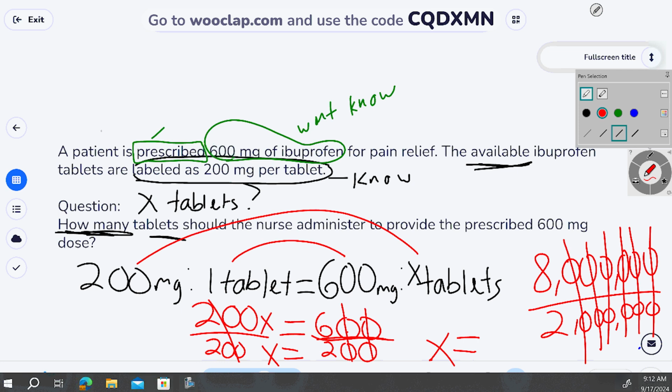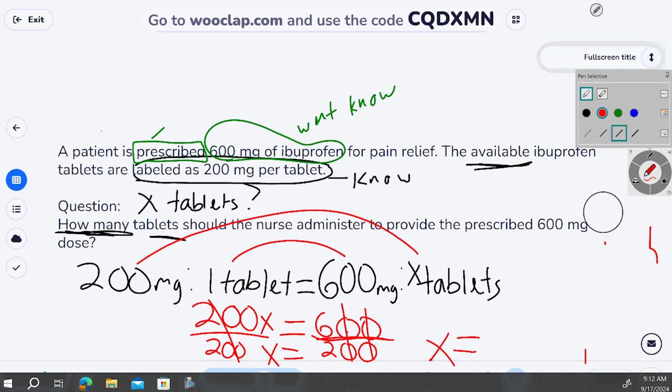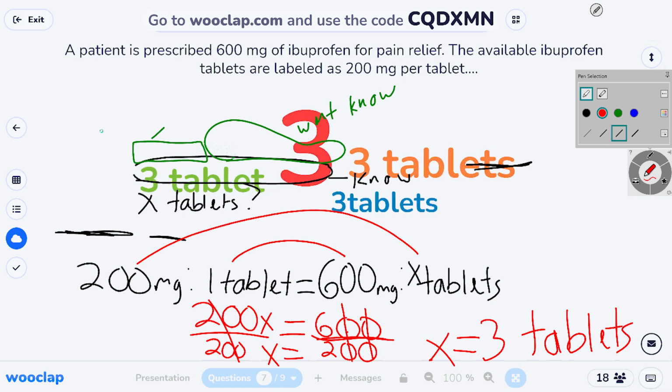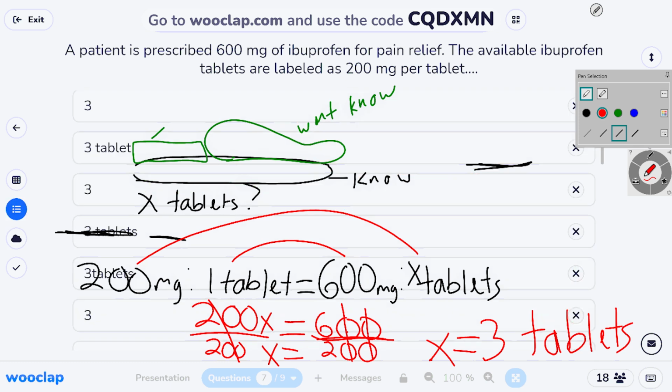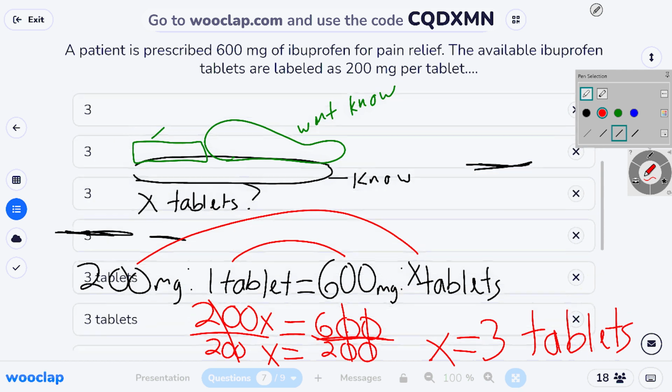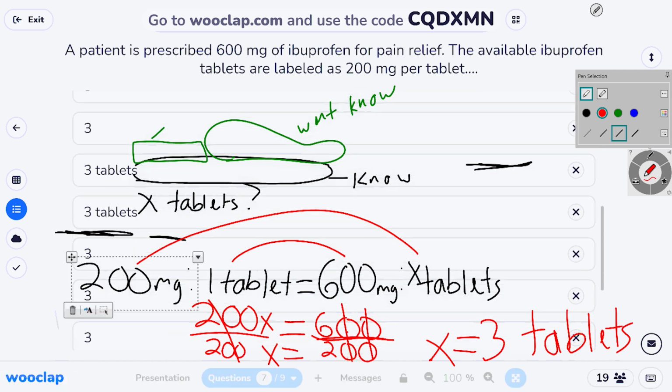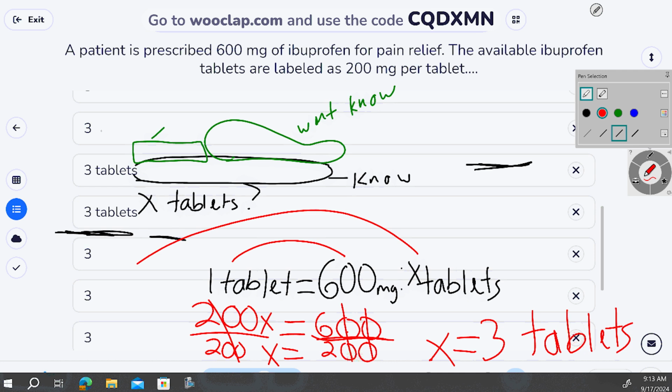So let's do it. I have a few more, but anyway, that trick aside, that's a nice trick if you forgot that from math class. So our final answer is x equals 3 tablets, and I'm specifically writing tablets. If you just wrote 3, it might have said it doesn't matter about words, but I specifically wrote the correct answer as 3 tablets. Not just 3 what, right?